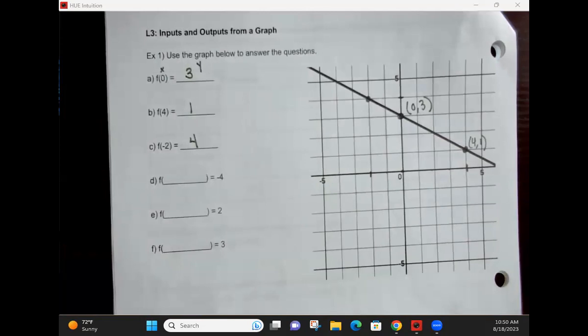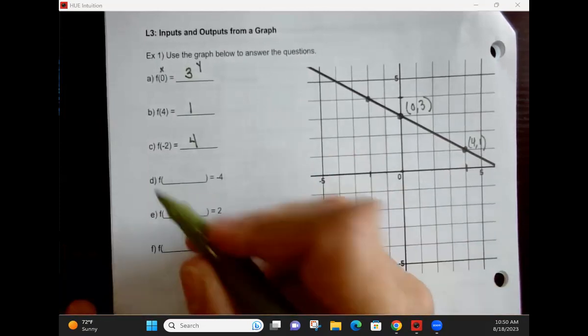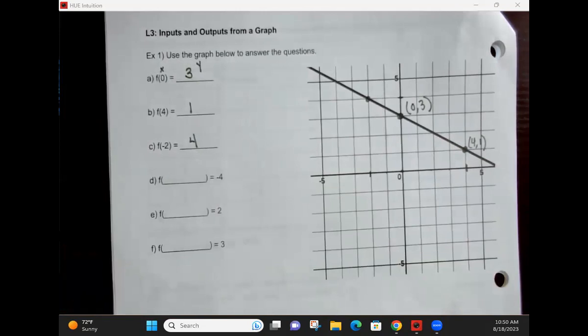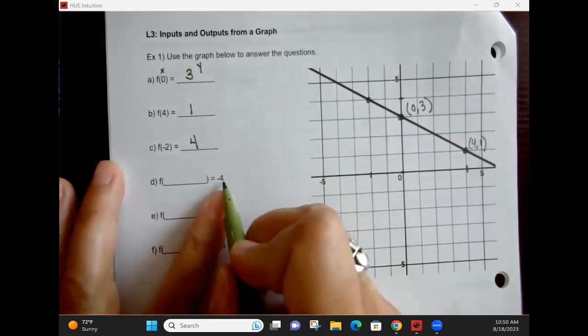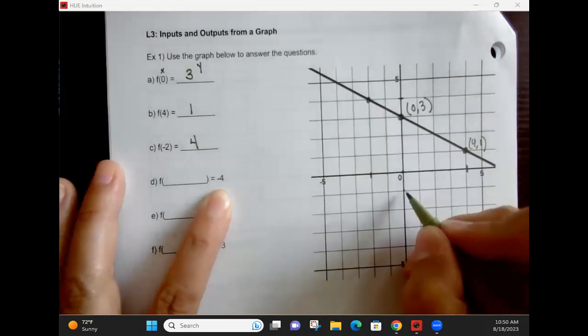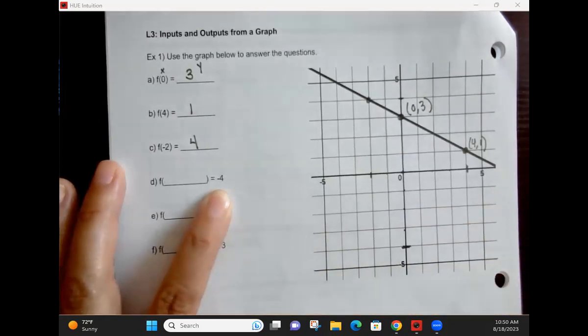Raise your hand if this looks familiar to you. Yeah, we did this last year. It should. For D, E, and F, this bottom chunk of problems, we're going the other way. This time I'm giving you the output and I'm asking you to tell me what input matches. So negative 4 is my y value.